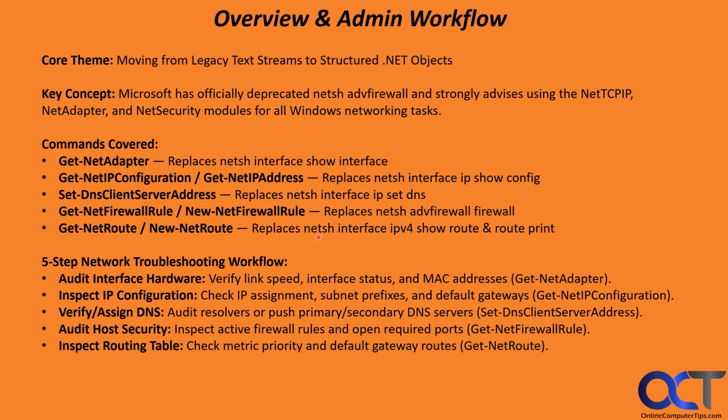All right, so when it comes to troubleshooting your network, you could use these to do so. So here are some of the things you could do with these commands. You could audit your interface hardware, verify the link speed and status, inspect your IP configuration, IP assignment, subnet prefixes, and so on. Check your DNS settings for primary and secondary DNS servers. Audit your host security, check out your firewall rules and your ports, and then also inspect your routing tables.